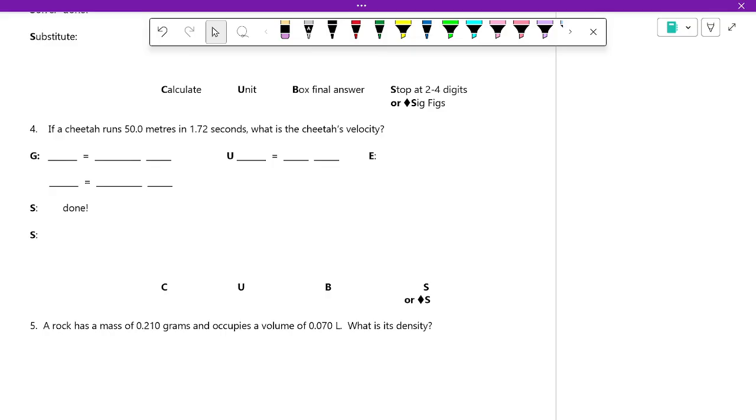Do you need a new pen? You have a pen? Okay. Good.